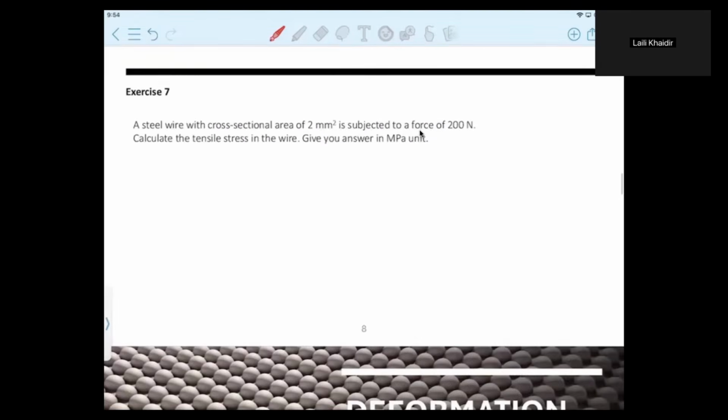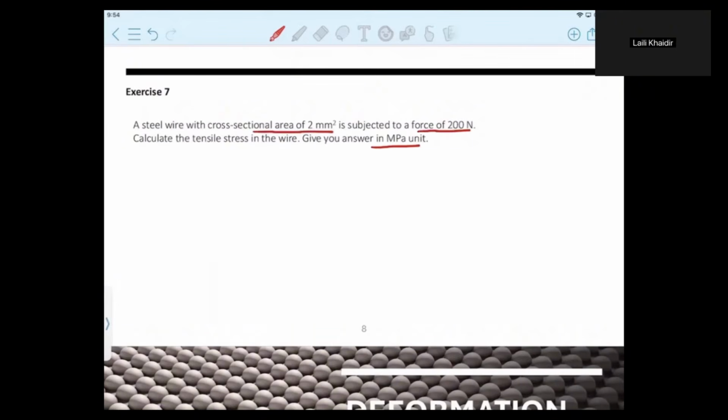Moving on to question number 7. A steel wire with cross-sectional area of 2 millimeters squared is subjected to a force of 200 Newton. Calculate the tensile stress in the wire and give your answer in megapascal unit. So what we have over here, cross-sectional area of 2 millimeters squared and force is 200 Newton, and the final answer is required in megapascal. You really have to be careful over here. You need to check on the conversion unit.